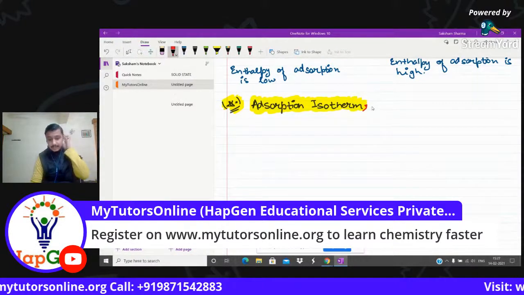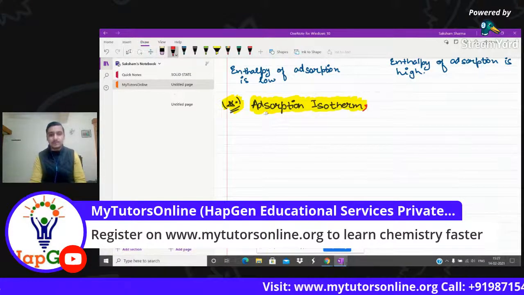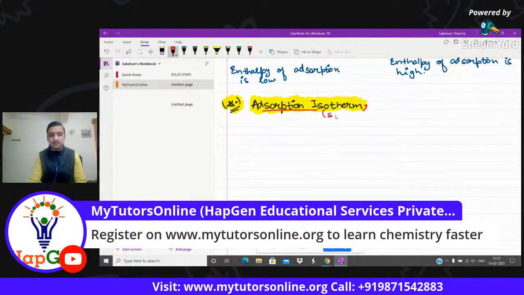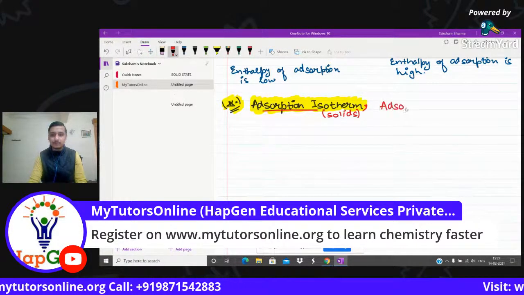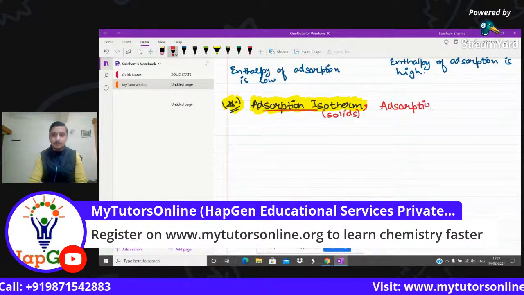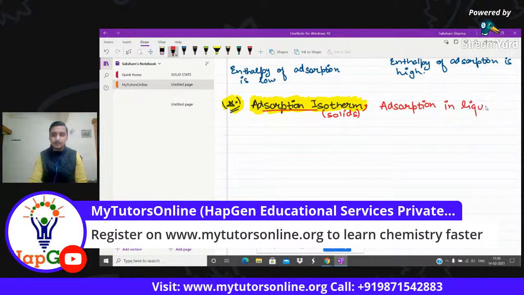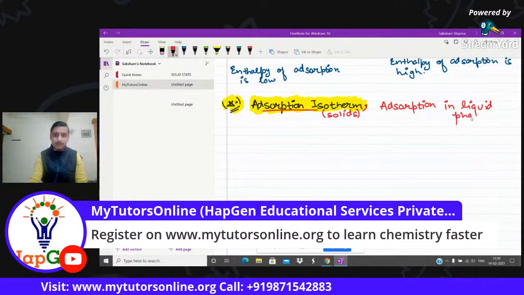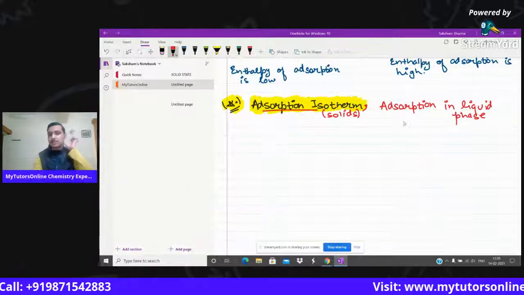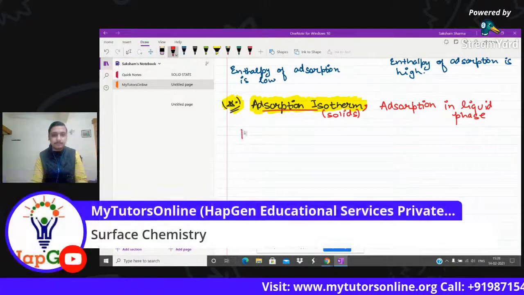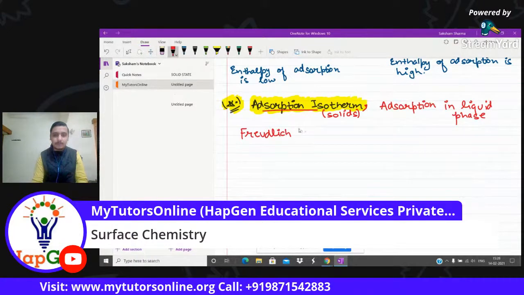Next we have adsorption from solution phase. So first, adsorption isotherm. This is basically for solids, you can say. Next you have adsorption in liquid phase. Basically, there is a Freundlich isotherm. I will write it over here.